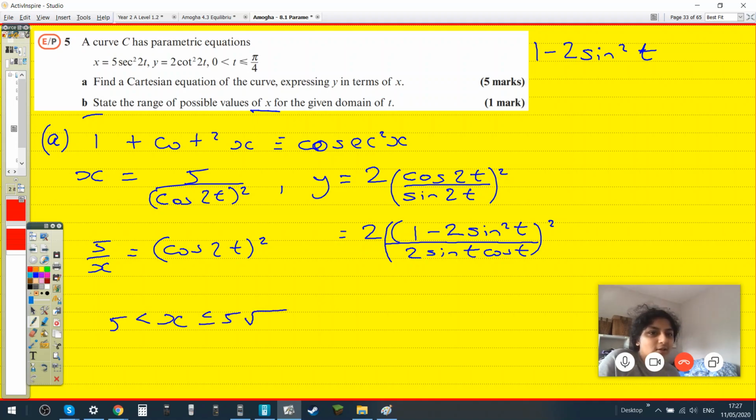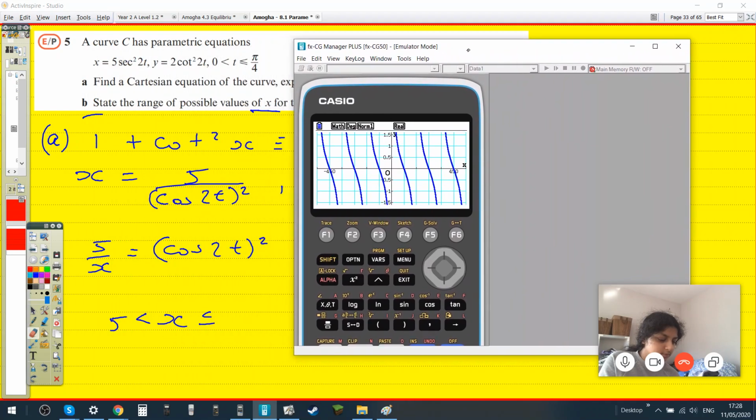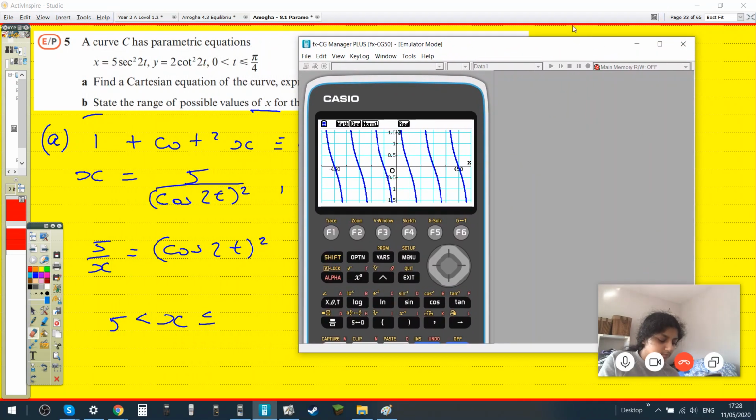Oh, I think I did it wrong. Never mind. Are you sure? It's 5, but the root 2 one is wrong because I didn't do 2t. That's a math error. Let's see. I want to see if there's some graphical way to do this easily.